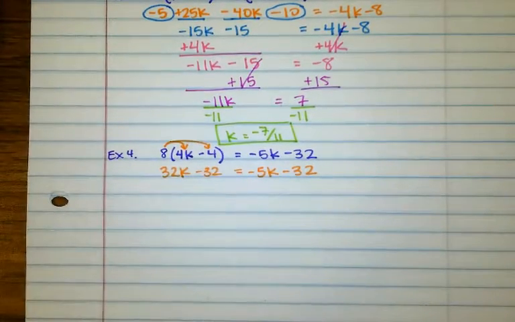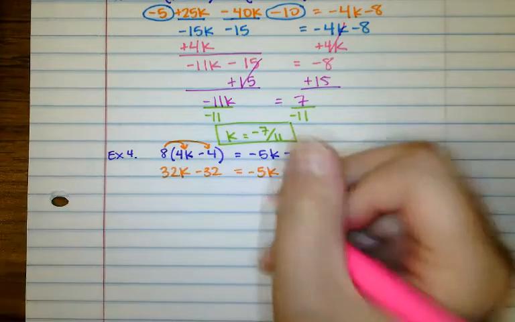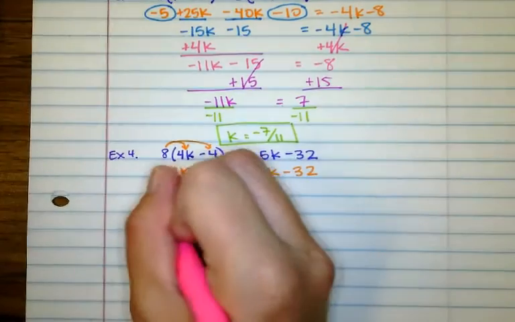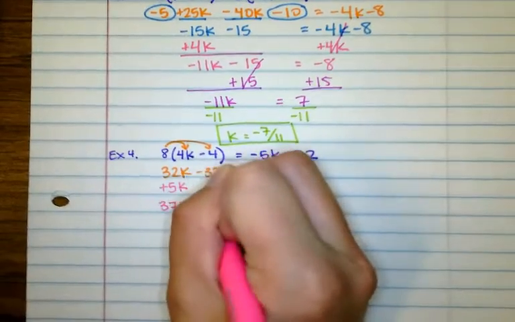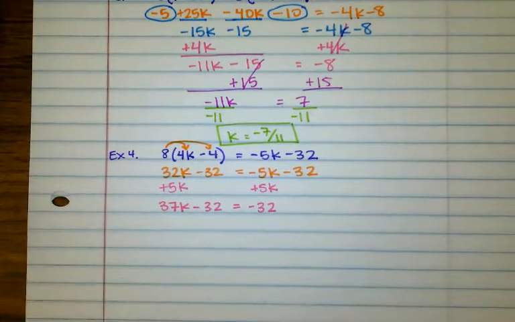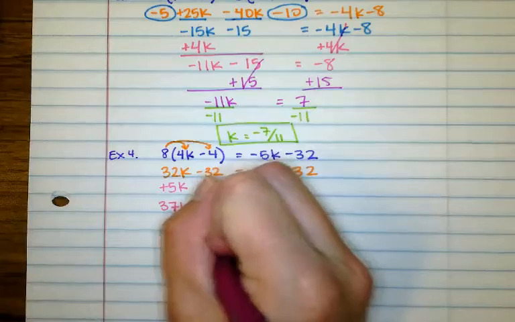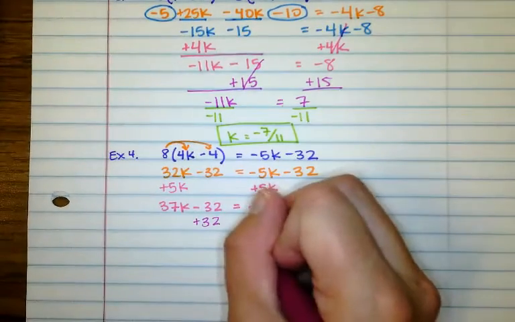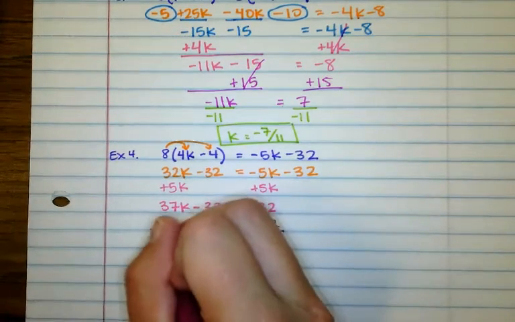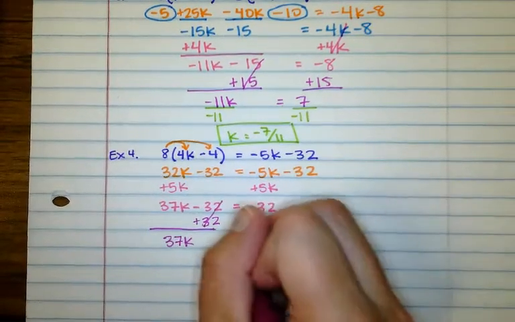So next, let's move our variable term. We are going to add 5k to both sides. So we will be left with 37k minus 32 is equal to negative 32. All right, now we need to move our constant. So we're going to add 32 to this side to get rid of it. But what happens here when I add 32 to the other side? Yeah, so these cancel out. Those cancel out. So guys, that means we're left with 0.